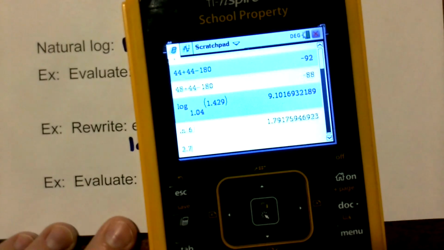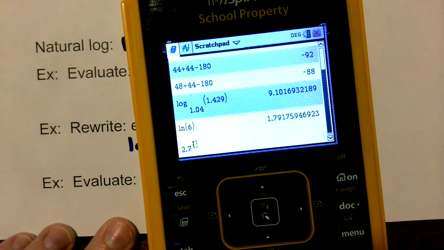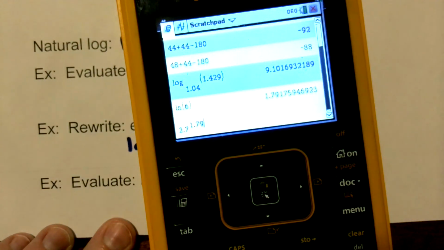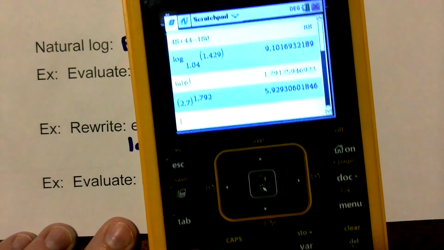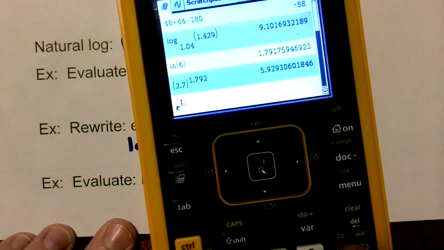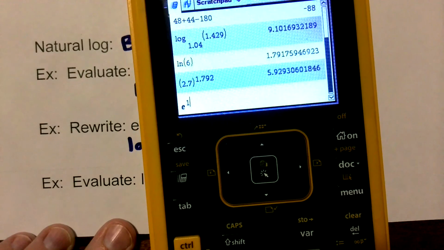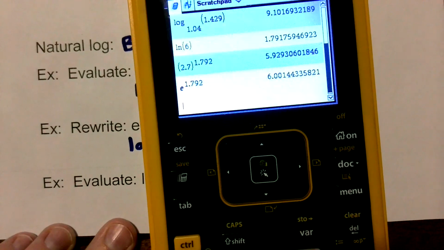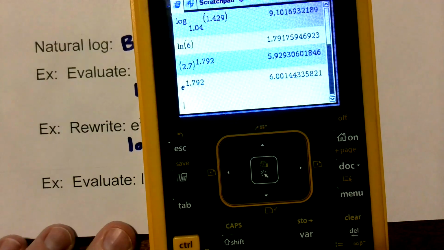So you can even test that out. You're like 2.7, which is longer. You actually have an e button right there that you could raise to that power, 1.792. And it's about 6. If you use the actual e button, I'll go back, e to the x, and then we raise it to the 1.792, you're going to get really close to 6. 6.001. We had to round, so it's not going to be perfect.